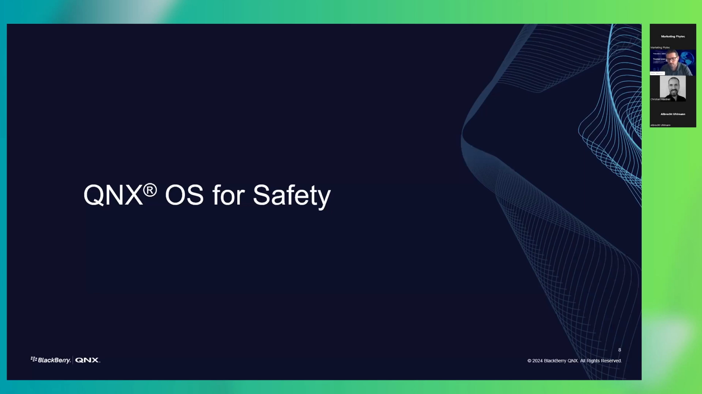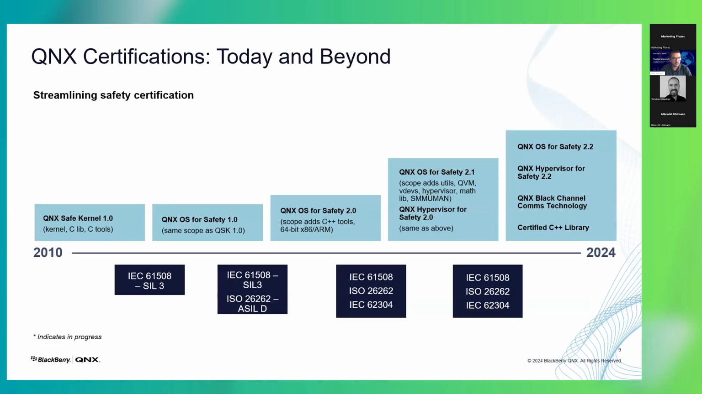Now let's look at safety. Functional safety is at the core of what we do at QNX. It's in our DNA. We have been helping streamline safety certification for well over a decade. Our involvement with functional safety standards started more than 10 years ago when we released a QNX safe kernel, which was certified to IEC 61508. We've since released several certified versions of our QNX operating system under the brand name of QNX OS for Safety, with the addition of certification for ISO 26262 for automotive and IEC 62304 for medical, and we've always done so to the highest safety integrity levels.